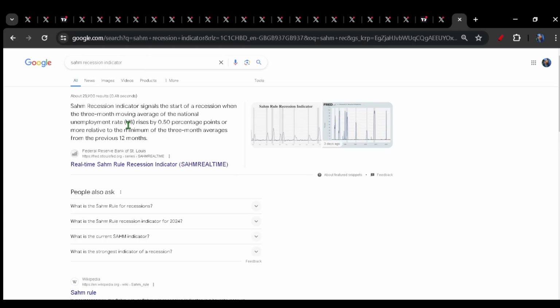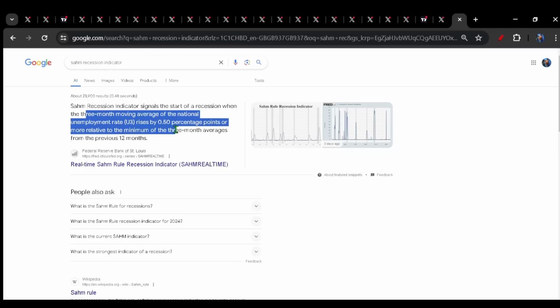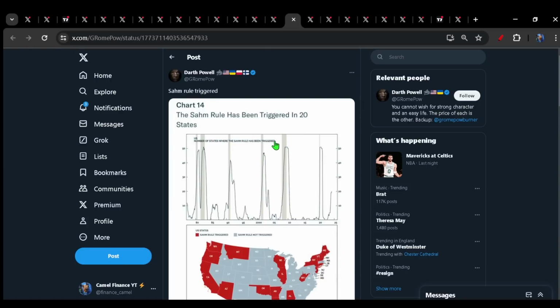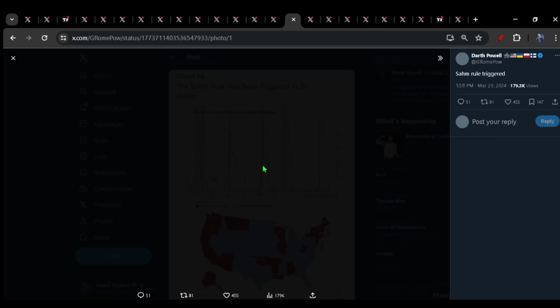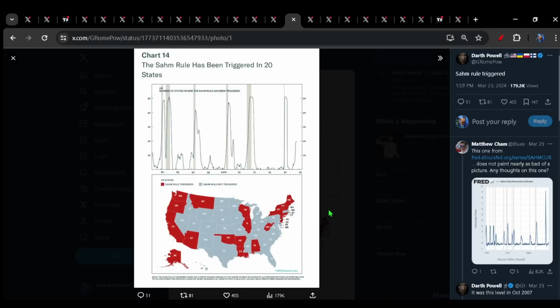In case anyone doesn't know, the SAM recession rule indicates a recession is coming when the 3-month moving average of the national unemployment rate, U3, rises by 0.50 percentage points or more relative to the minimum of the 3-month averages from the prior 12 months. As I was saying, we have been tracking this, and since last week, we have increased the number of states from 19 to 20 states now having triggered the SAM recession trigger. And if indeed that data is revised down, we are likely going to see this number significantly move north from the 20, continuing the expected trend in unemployment and continuing the walk towards a recession.